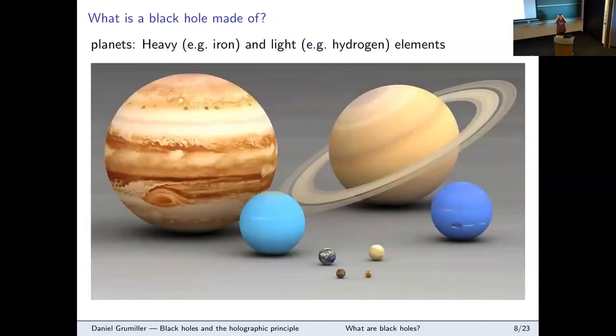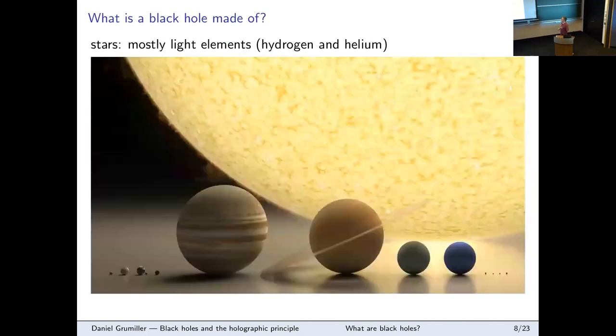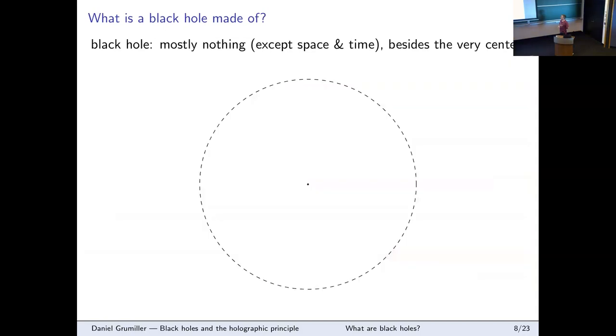Good. So before moving on to how to discover black holes, let me address a few more basic questions. The first one is, what is a black hole made of? And that was hinted already by Yasha, but okay, let's not spoil it. So everything seems to be made of something. Planets are typically made of heavy and light elements, like our Earth. Stars, similar to our sun, are mostly made out of light elements, like hydrogen and helium. But a black hole is actually mostly made of nothing, except space and time.